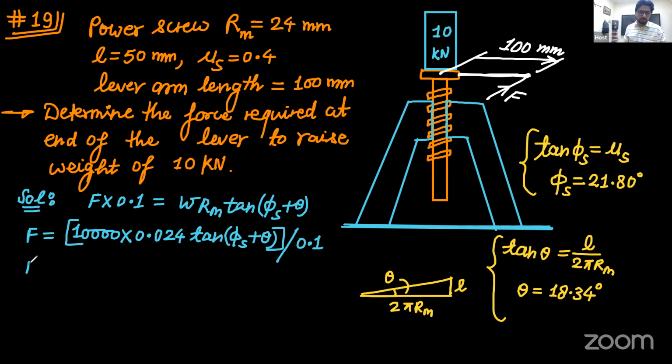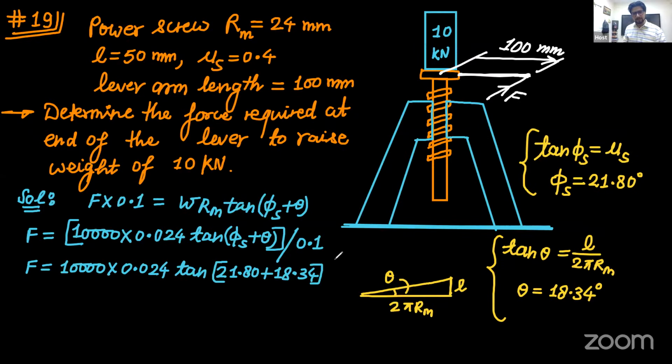So now I know the theta value and the phi value. I can put those values here. F is equal to 10,000 multiplied by 0.024, and then tan of phi s plus theta. Phi s is 21.80. Theta is 18.34. Tan of phi s plus theta upon 0.1. Somebody please calculate this value and tell me how much force will be required to raise this load. 24.24.